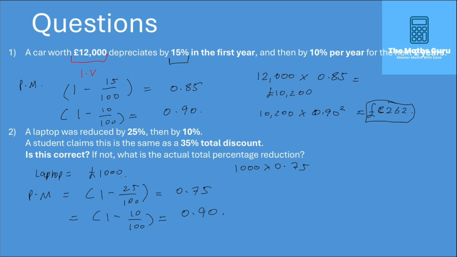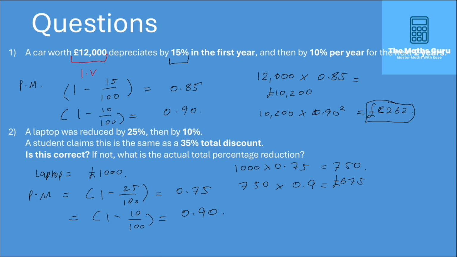Now, conducting our laptop reductions, we're going to do 1000 times 0.75 first. So 1000 times 0.75 gives us £750. Then it said it was further reduced by 10%, so times by 0.9, and we're going to get £675. So the laptop should be worth £675.